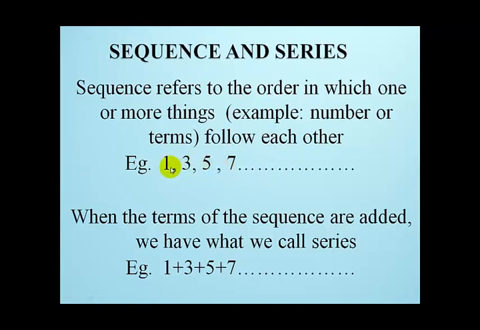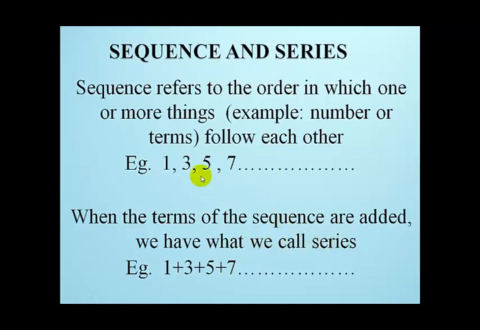The first term is 1. The second term of the sequence is 3. The third term is 5, and the fourth term is 7. So this is an example of a sequence. Now, when the terms of the sequence are added, we have what we call the series.